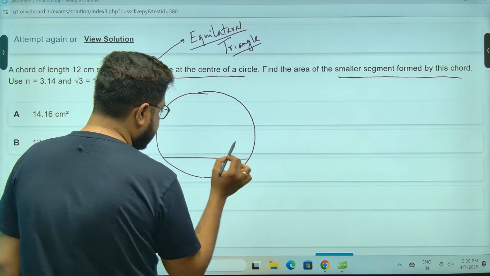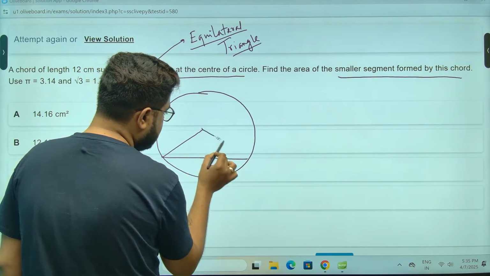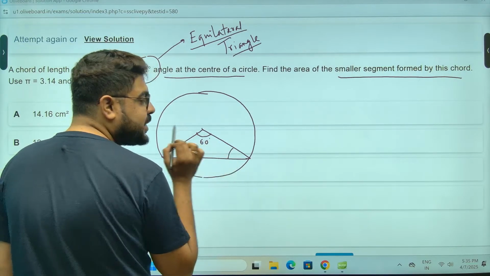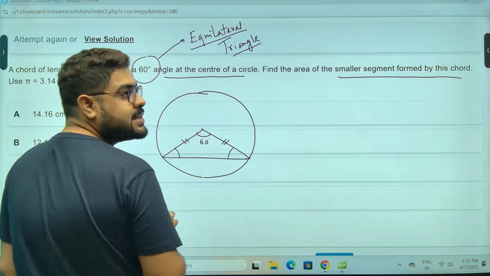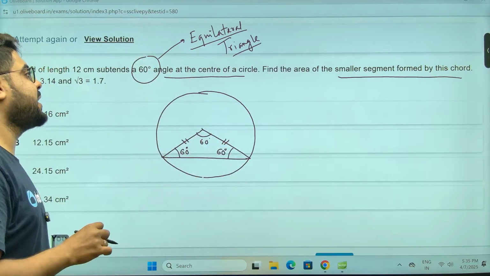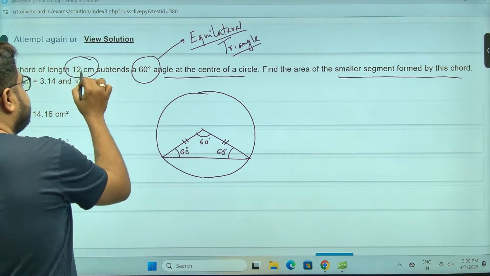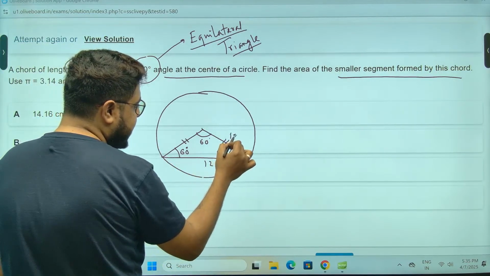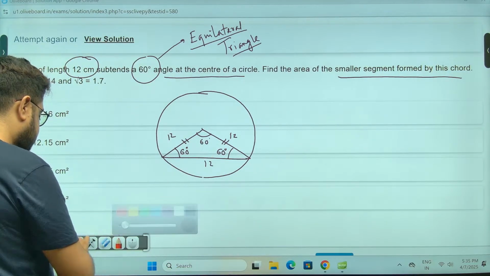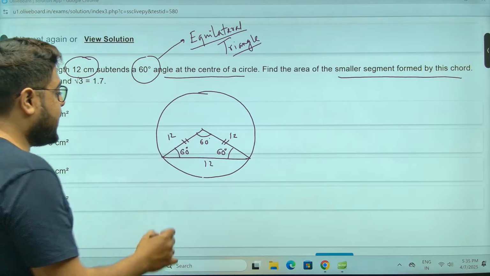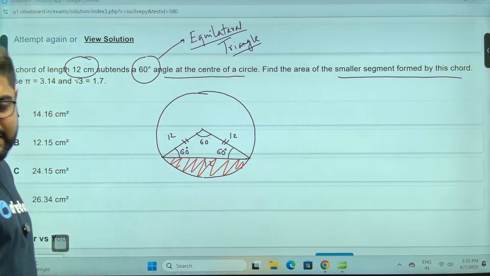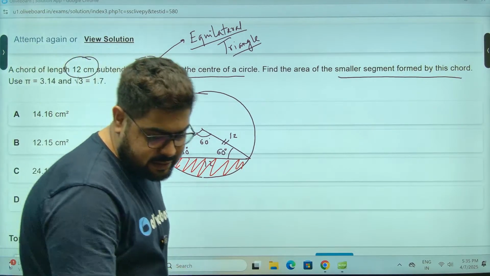Sir, this is one angle. So this is 60 degrees. And also, sir, we know these two angles are always equal because these two sides are both radii. So this is 60, this is 60. Always remember this is an equilateral triangle. So if the length is 12 centimeters, this radius is also 12. All the radii are 12. Now, sir, they are asking the area of this smaller segment.